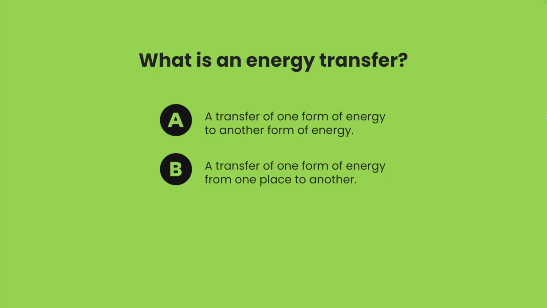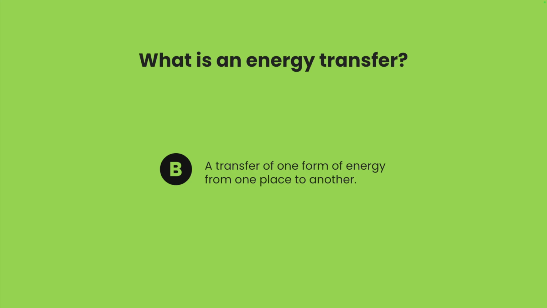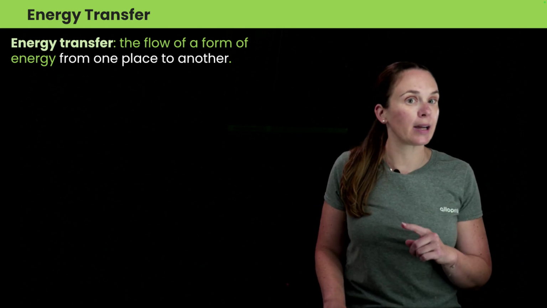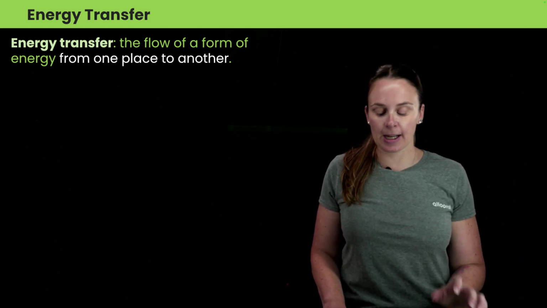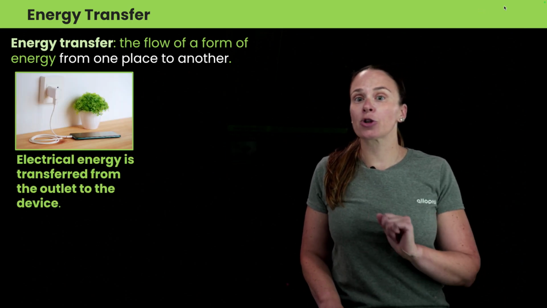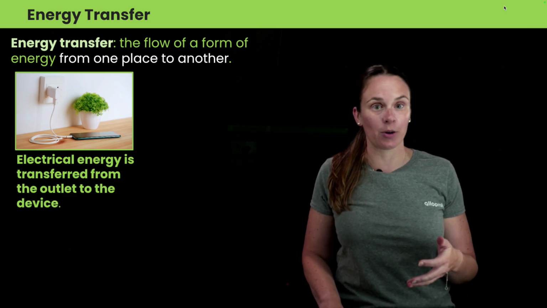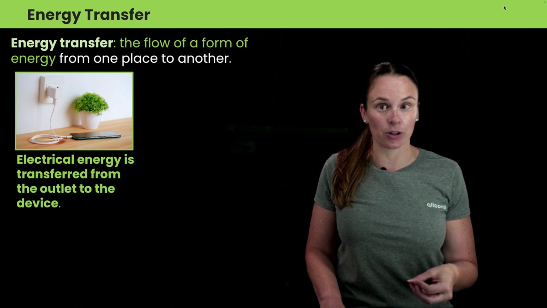So what is an energy transfer? Is it A, a transfer of one form of energy to another form of energy, or B, a transfer of one form of energy from one place to another? The answer is B, a transfer of one form of energy from one place to another. So energy transfer is the flow of a form of energy from one place to another. So if we take an example like the electrical energy that is transferred from the outlet to any device, our computer or our cell phone, that is a transfer of electrical energy.